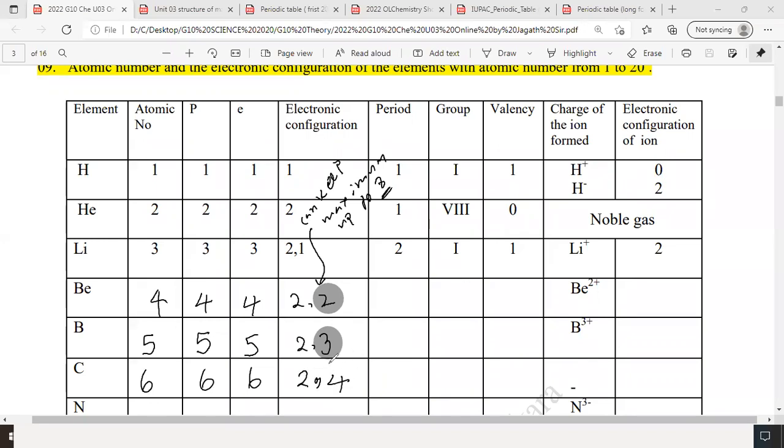2 comma 4. What is it called? 2 comma 4 means configuration. Electronic configuration. What is electronic configuration? This is how electrons get filled to the energy levels of the shells around the nucleus of this carbon atom. Okay, let's move on now.